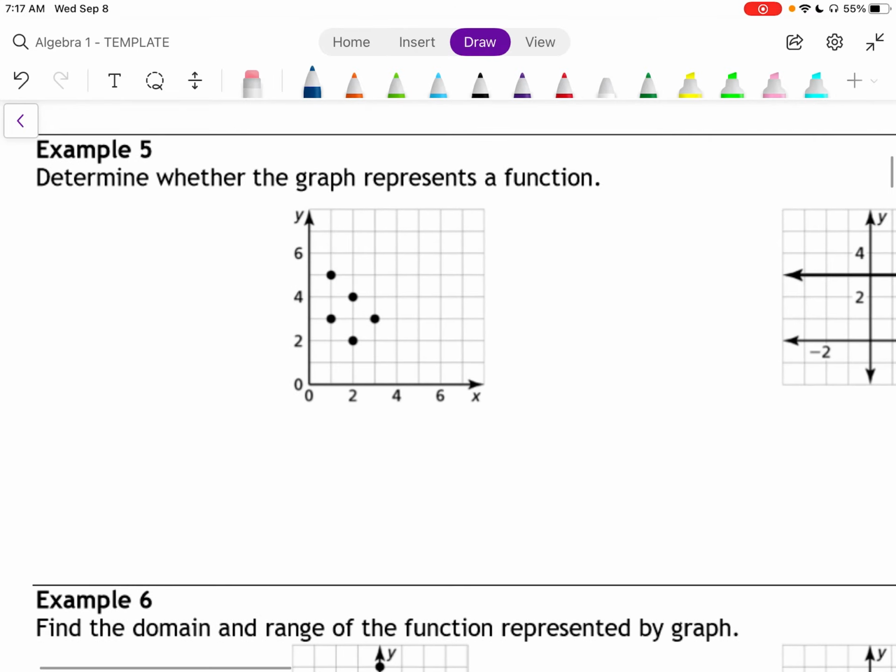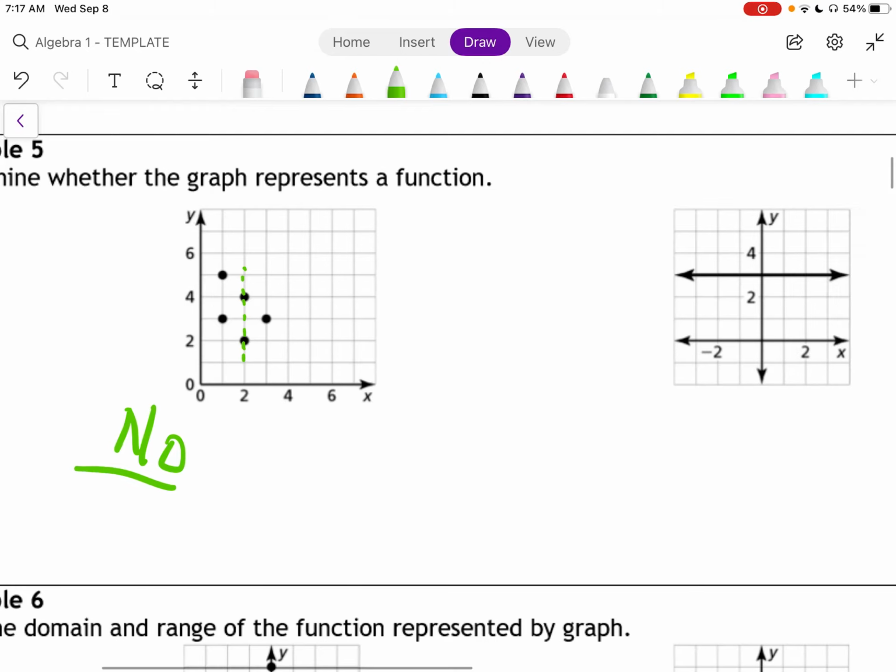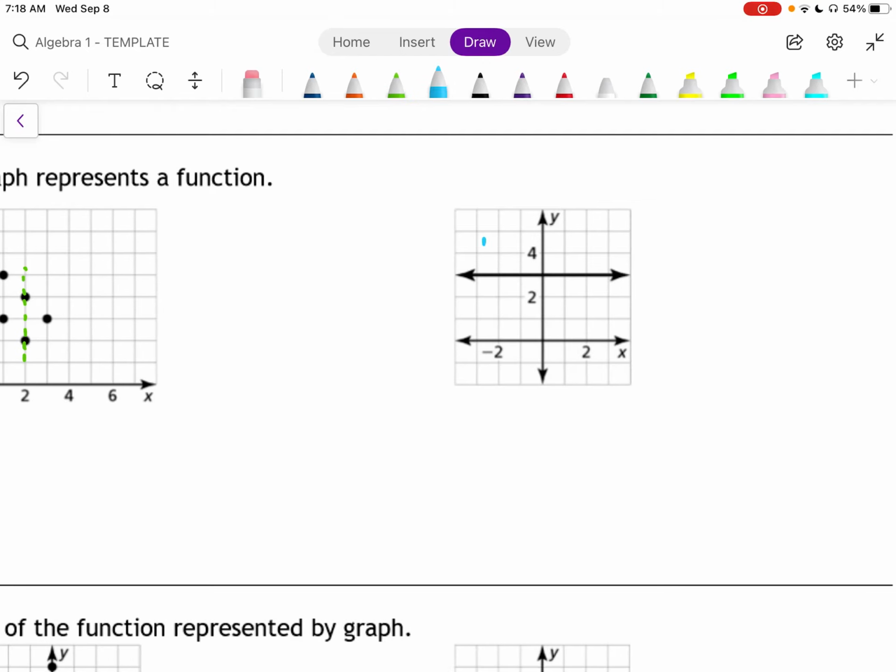Example 5. Determine whether the graph represents a function. Right there, I can draw a vertical line touching 2 points, so this is not. I'm just going to say no. And then this one here, I can draw vertical lines all over this thing, and it would never touch it twice. This is a function.